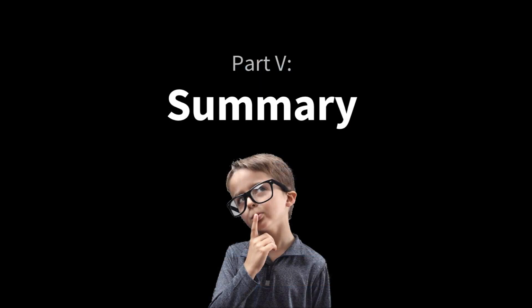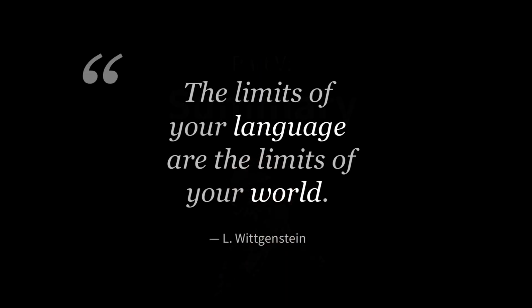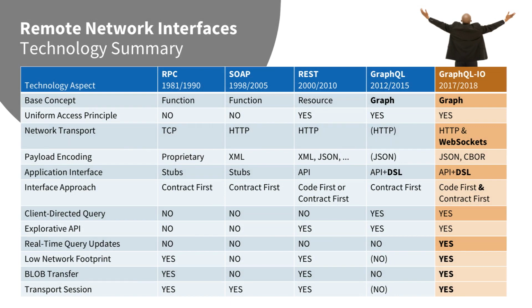Finally, to sum it up, the limits of your language are the limit of your world, and the same instead of language is also your technologies. When it comes to remote network interfaces, there's a lot of technology available. You have the remote procedure call from the 90s. You have SOAP from the millennium. Then we have REST, which is more or less, all dancing, all singing all the time. And now we have also GraphQL, and especially the variant Graphql-io.